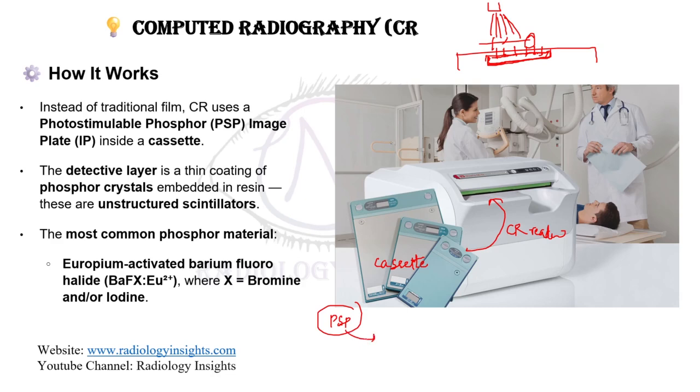The most common phosphor material used in this image plate is europium activated barium fluorohalide. Europium activated barium fluorohalide is the most common phosphor used in photostimulable phosphor. There is also a detective layer in this photostimulable phosphor, which contains the phosphor crystals, and these phosphor crystals are embedded in a resin.